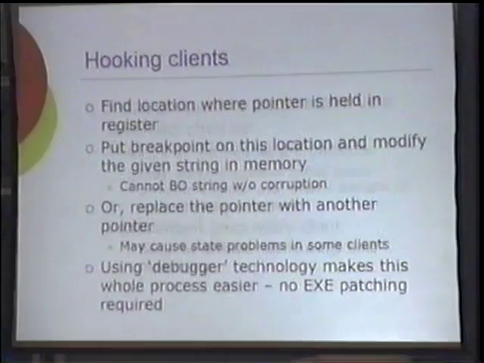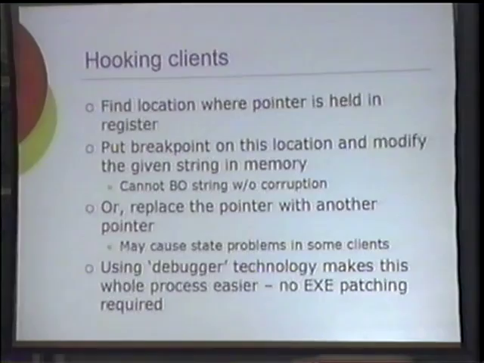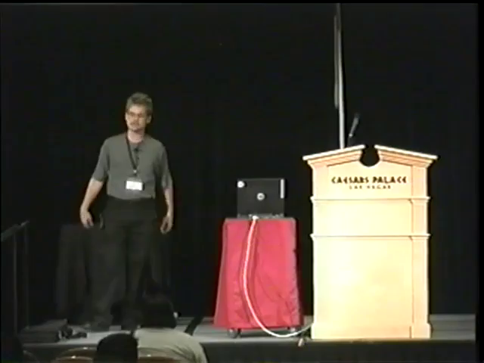If you don't have the source code to your client, you can hook the client. This is a possibility. You can just put a breakpoint on a location and swap a memory pointer to a different memory pointer. If the buffer that you're playing around with is not going to change in size, you can just write over the existing memory and just change some values there. That works as well. Using a debugger, I mean, it's simple technology.